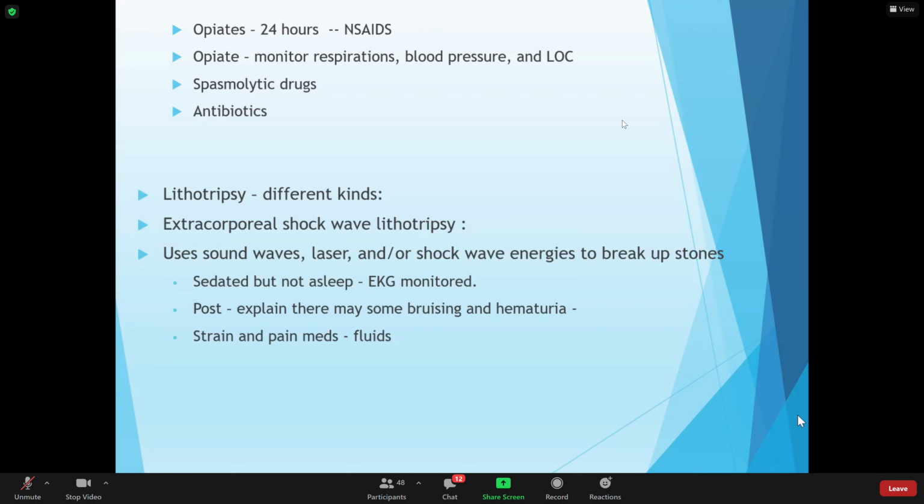So here's your management for the renal calculi patient. IV fluids, treat their pain. First 24 hours, usually opioids. Can we give them NSAIDs? Yes, because it decreases the inflammation.